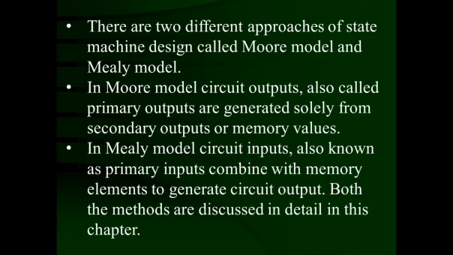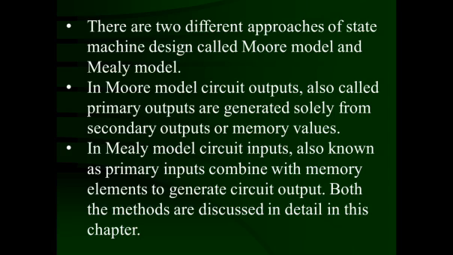So what is a Moore model? Now you understand this thing. In a Moore model, circuit outputs, also known as the primary outputs, are generated solely from the secondary outputs or memory values. That means the next state of the output you require is generated from the previous state of the output. We are not bothering about the input. So it is a function of only the present state of the output. The next state of the output, that is Qn plus 1, is a function of Qn only. That means the present state of the output; it does not bother about inputs. That is called the Moore model.